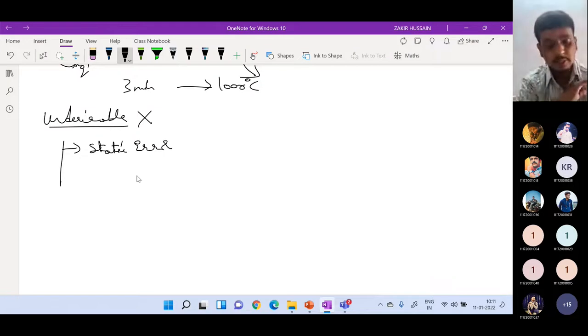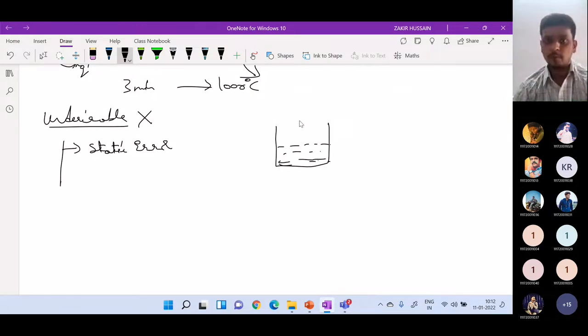The static error of an instrument is nothing but the difference between the true value of a quantity not changing with time and the value indicated by the instrument. For example, if there is a bucket full of hot water, you are inserting a thermometer inside this hot water. There is a scale for this one, some 30 degrees centigrade, 40, 50, 60 degrees centigrade. Now if this instrument is having some error, here some heater you are putting inside. This is a heater.